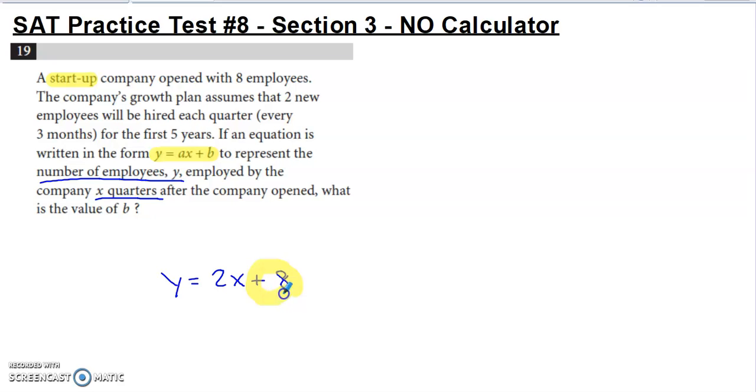So the answer here is not the whole equation that I have written out here. The answer here is just the plus 8. 2 is going to end up being the slope, right? We're growing by 2 employees per quarter, so that's the rate of change. If it asked you for the value of a, it would obviously be 2.